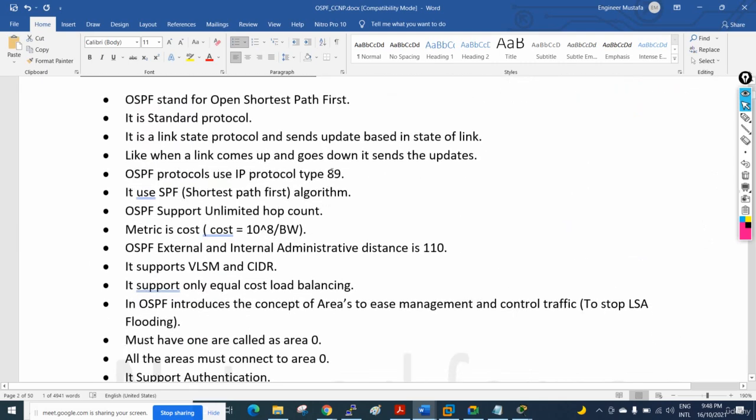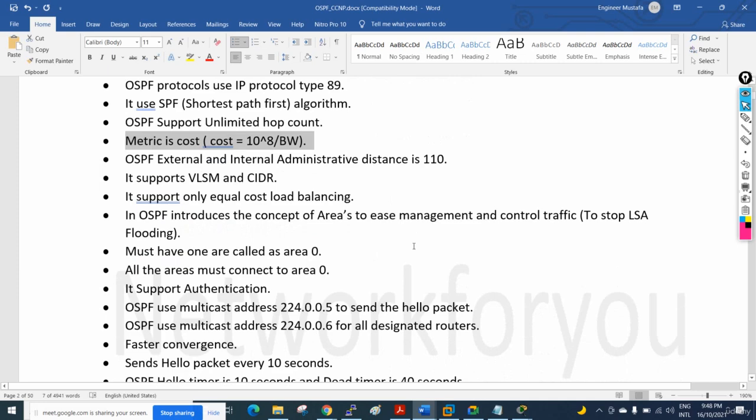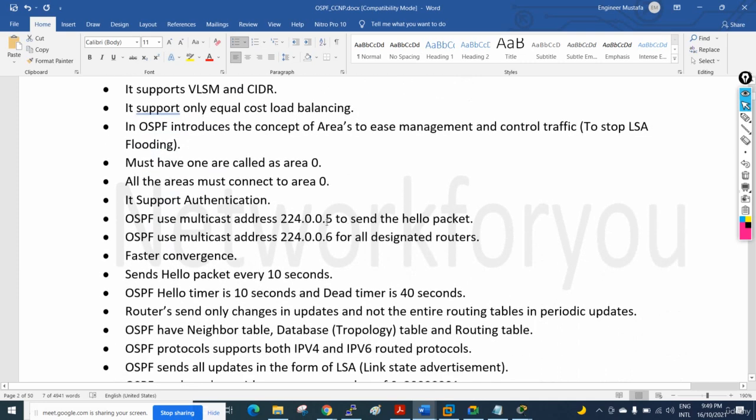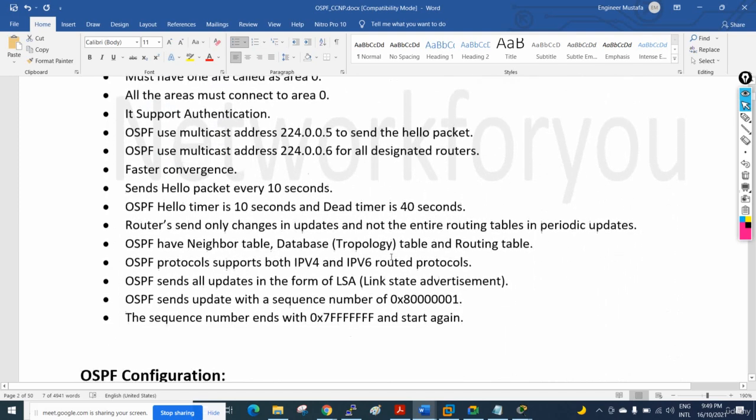This is very important. You need to remember, OSPF protocol number is 89, AD value is 110, and the metric is cost, and we can calculate it as 10 to the power of 8 divided by bandwidth. And it supports subnetting. Area 0 is the backbone area, all areas must connect to area 0. And we have two multicast addresses, one for the hello packet, one for the designated router, and we have hello timer, dead timer. We need to remember this.